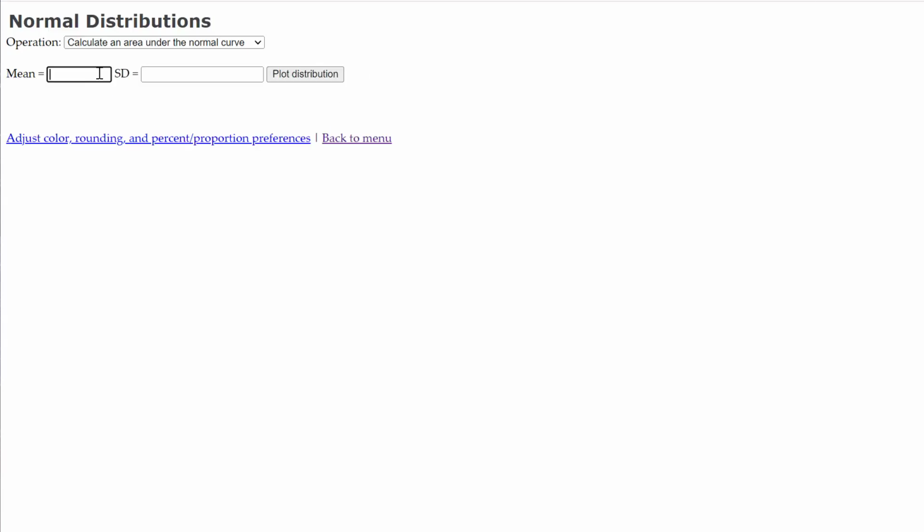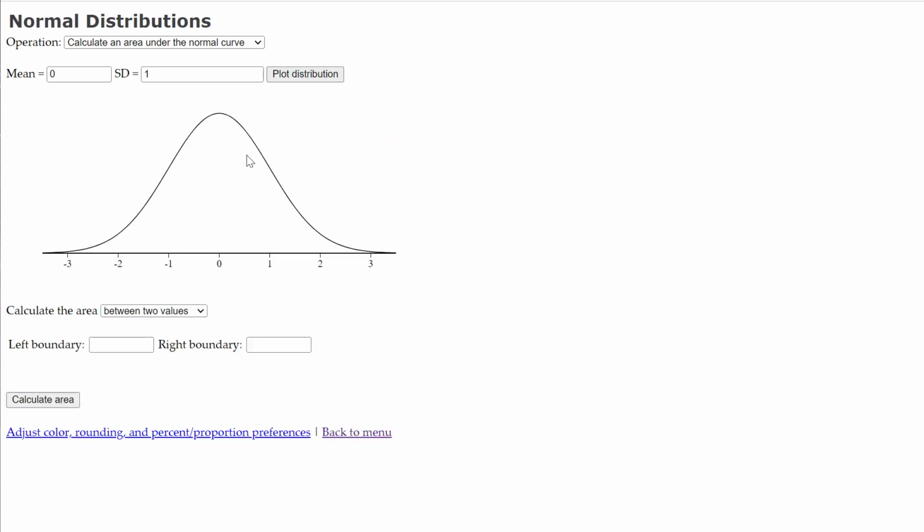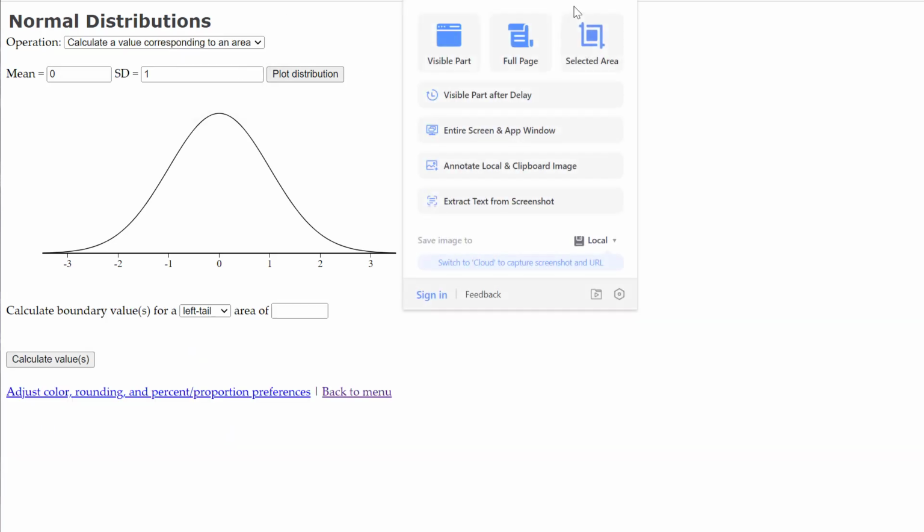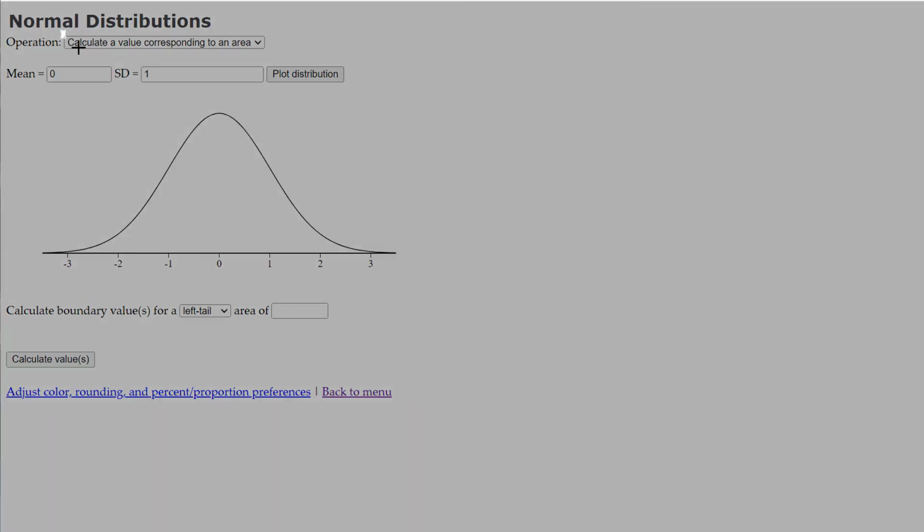All right. So first of all, you have 0 and 1 because we're doing z-scores. So see how it goes 0, 1, 2, 3, 0, -1, -2, -3. So it looks like the empirical rule. That's what a z-score should look like. Now, one of the important things is there's two options. You want to calculate a value. So let me go ahead and snapshot that. That is the option.